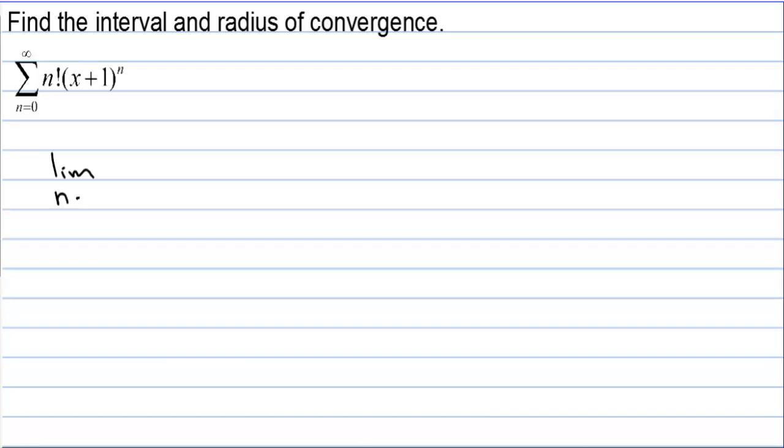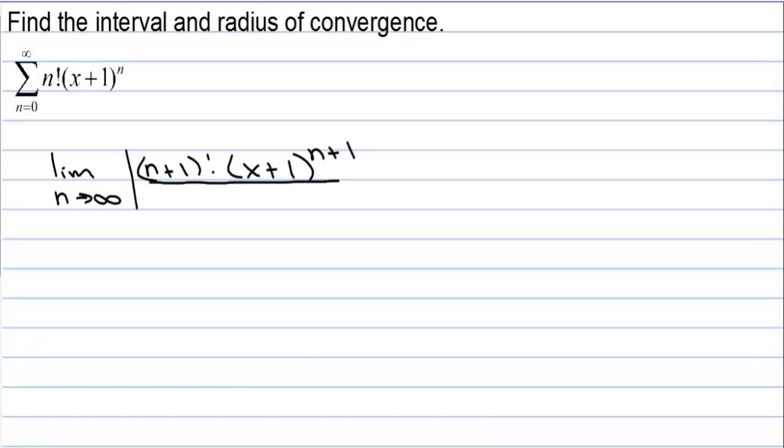Limit as n approaches infinity. The absolute value is probably not necessary here, but we'll use it anyway. We have (n plus 1) factorial times (x plus 1) to the n plus 1, over n factorial times (x plus 1) to the nth. So there's the n plus 1 term divided by the nth term. And you don't have to multiply it by the reciprocal here because we're not using fractions. The result is a fraction.